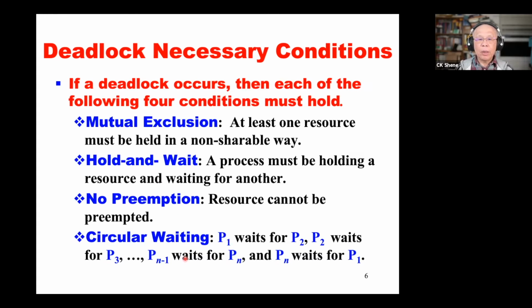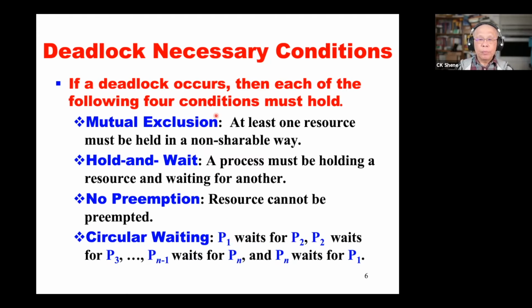And finally, circular waiting. This means we have a set of processes, P1, P2, P3 to Pn. So circular waiting: P1 waits for P2, P2 waits for P3, and so on. And Pn-1 waits for Pn, and finally, Pn waits for P1. So we have a circular waiting pattern.